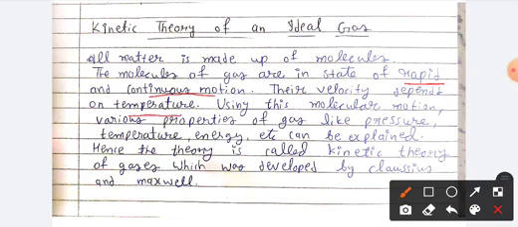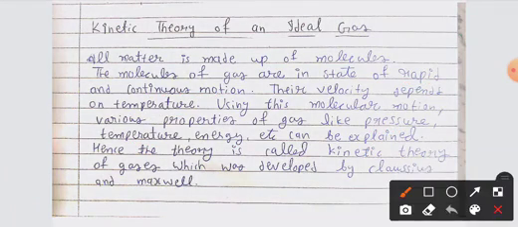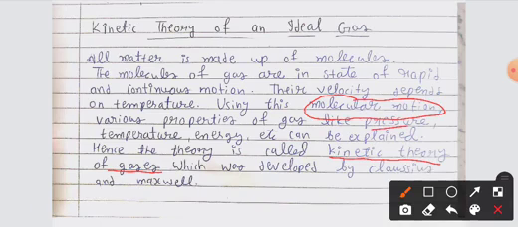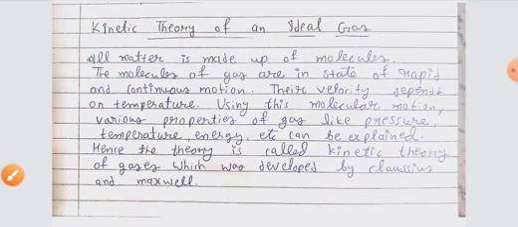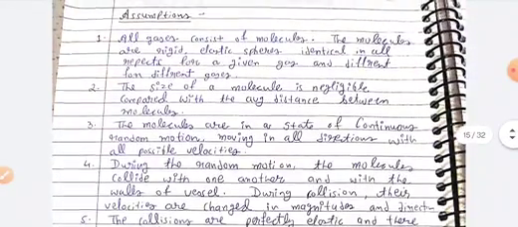Using this molecular motion, various properties of gas like pressure, temperature, energy, etc. can be explained. Hence, the theory is called kinetic theory of gases because on the basis of the molecular motion we can explain these different properties of the gas. Okay, so this theory was developed by Clausius and Maxwell. Now there are many assumptions in this theory.